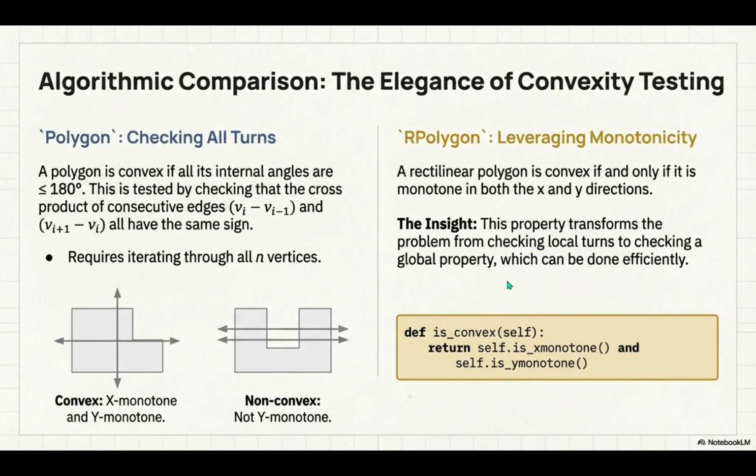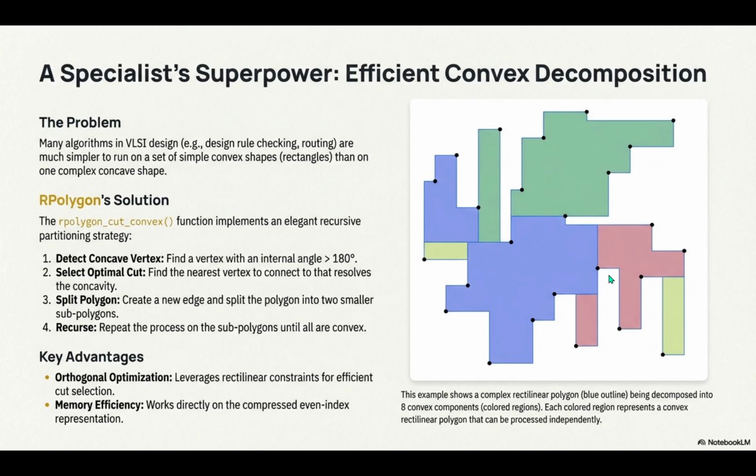Precisely. If it passes both monotonicity checks, it must be convex. It's an elegant, quick substitution that completely bypasses any need for angle measurement. And this pattern just repeats. For edge intersection, the orthogonal constraint is so powerful it drops the time complexity from a potential O(n²) down to a reliable O(n). Again, by replacing complex geometry with simple coordinate filtering. Specialization is truly the foundation of speed here.